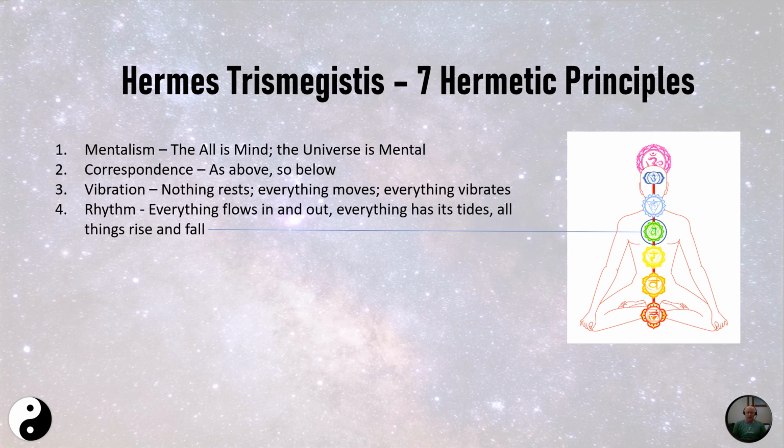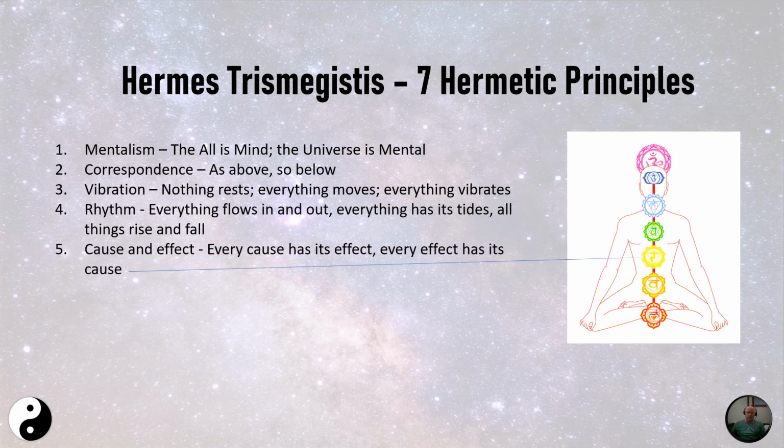Now, rhythm: everything flows in and out, everything has its tides, and all things arise and fall. Now, that's where we're talking about expansion and contraction. This relates to the heart chakra. So, again, everything's flowing through the heart, it flows in and out. It has its tides, it's empty, it's full, it's empty, it's full. So, everything has that rhythm. We walk to the beat of our own drum, so to speak.